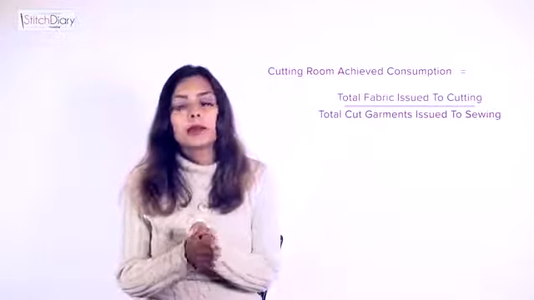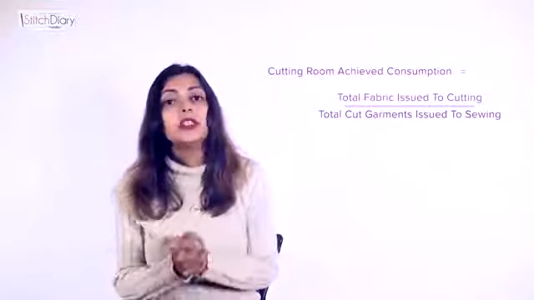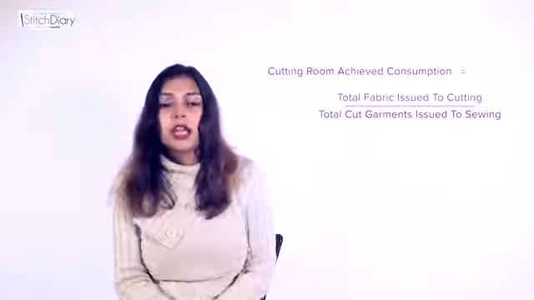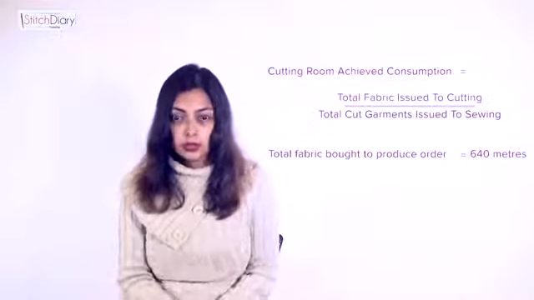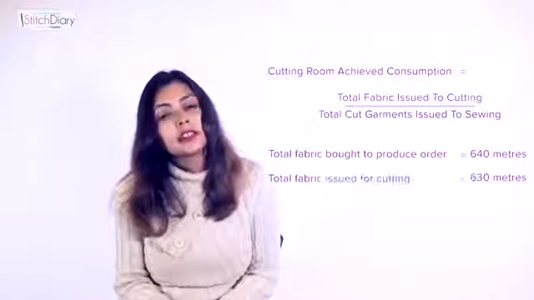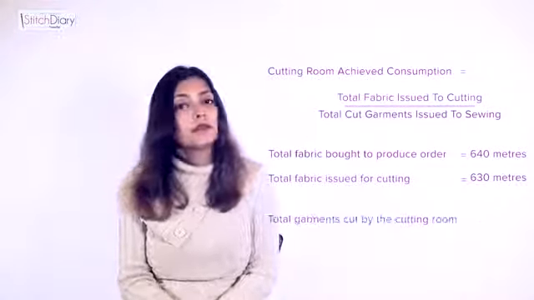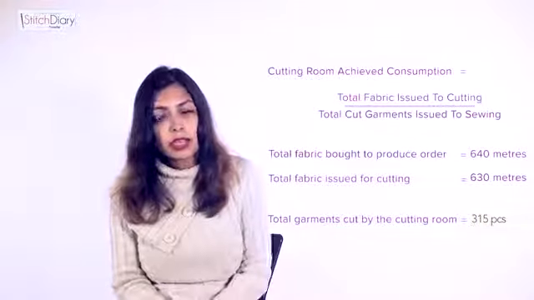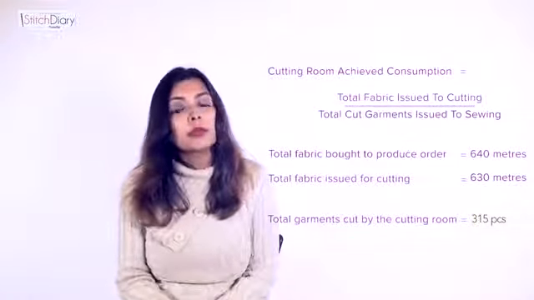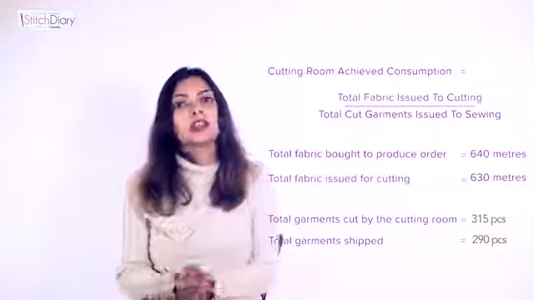As per the previous example, let's say our mark consumption or lay consumption for the order was 1.95 meters and the factory bought 640 meters to produce this order, out of which 630 meters was finally issued to cutting. The cutting room produced 315 garments and issued them to sewing for other production processes. And at the end of the day, we shipped 290 pieces. 25 pieces were rejected in various other processes of sewing, finishing, etc.